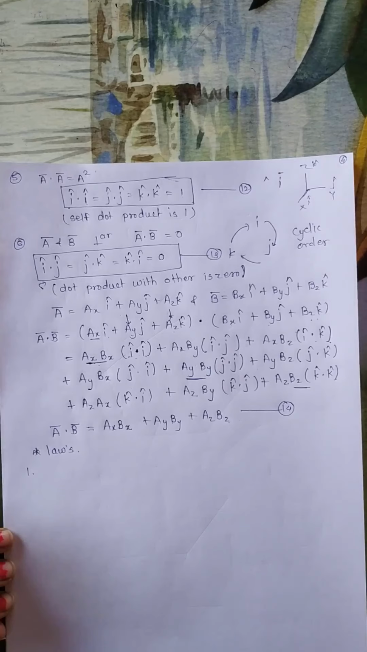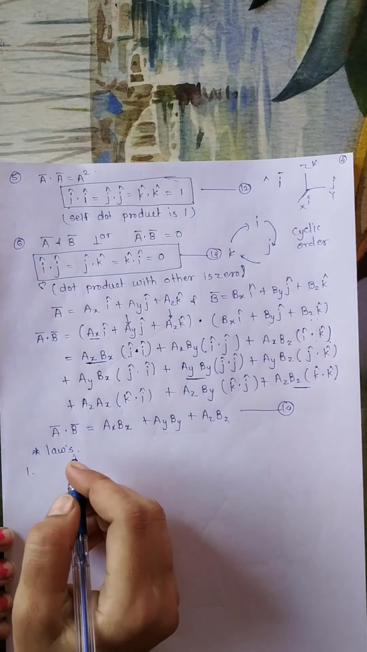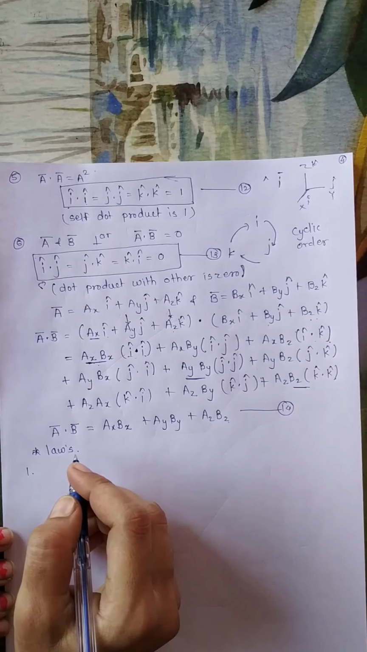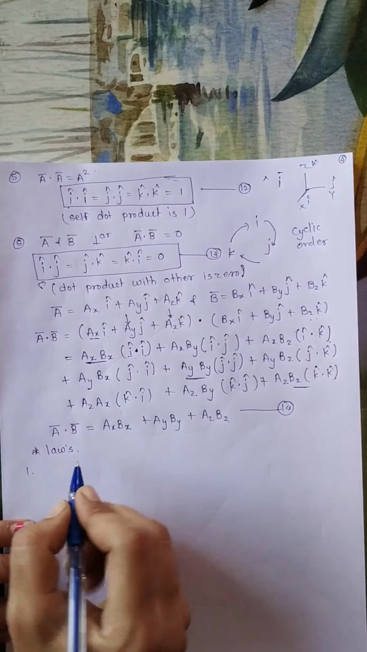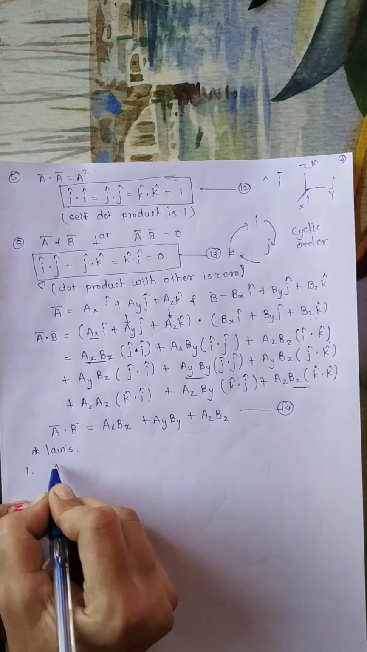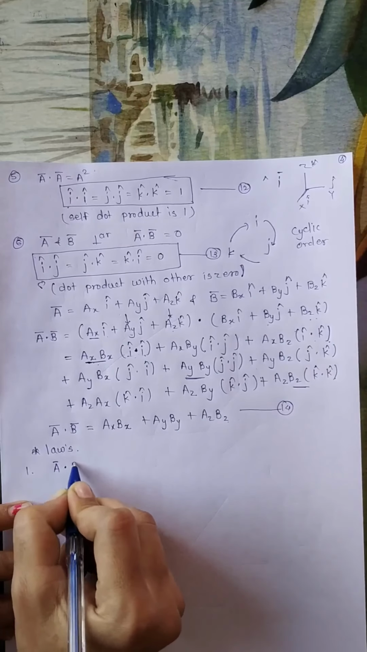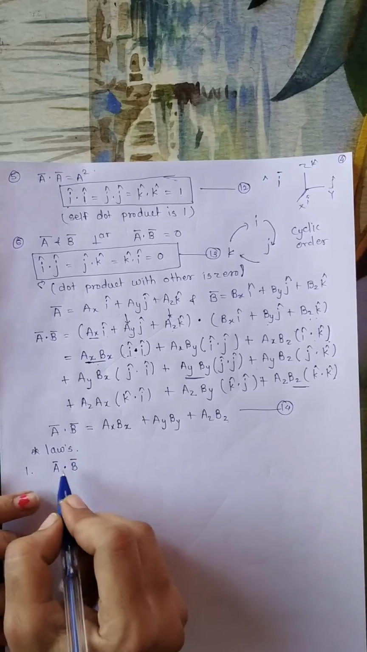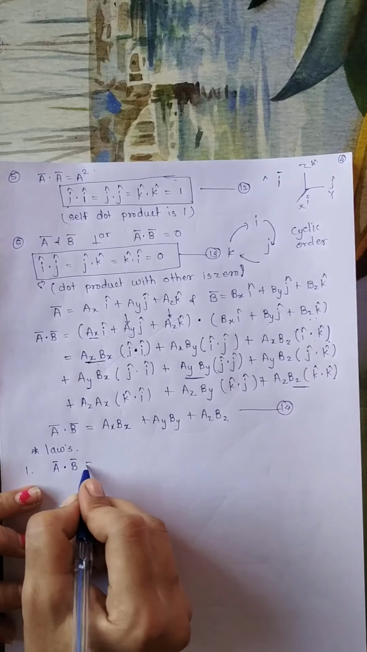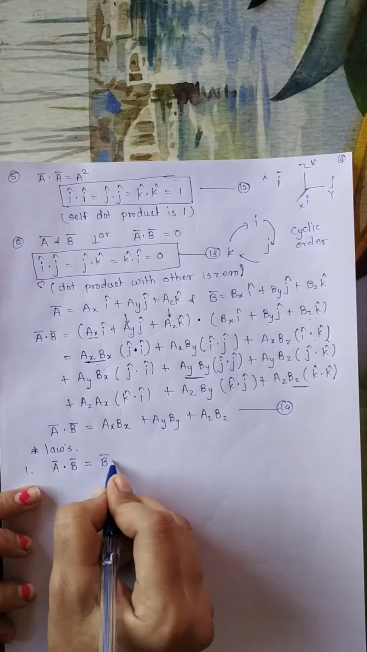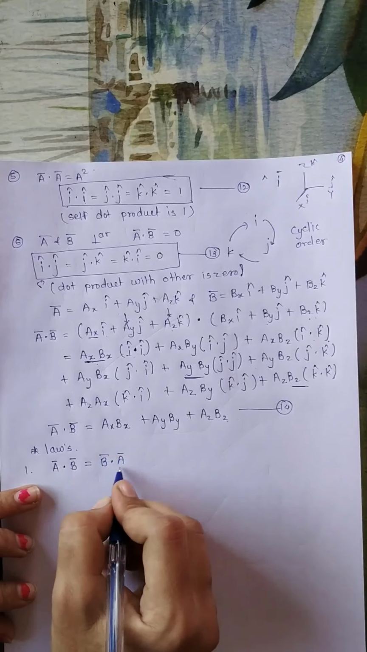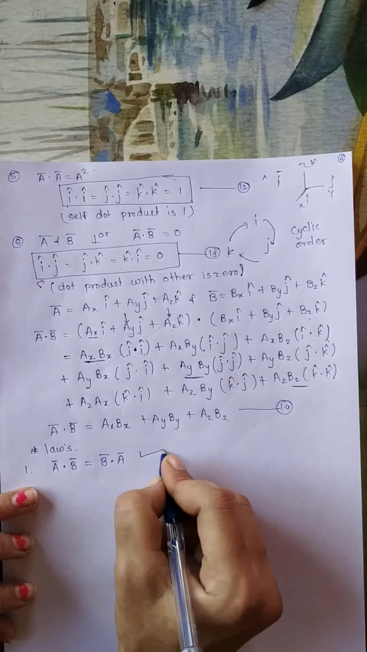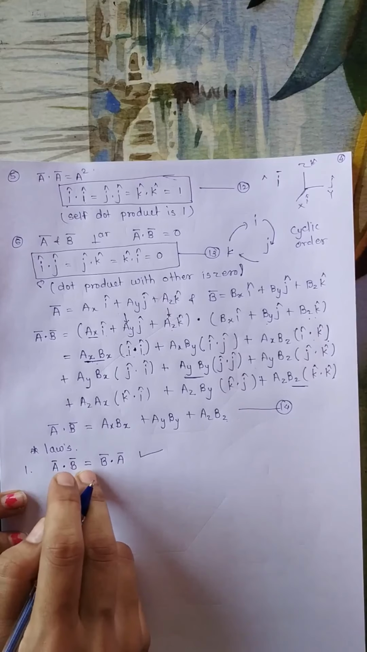So the first law is that the dot product of two vectors obeys the commutative law of multiplication. So what is the commutative law of multiplication? That means if I have two vectors, then their dot product is commutative, means a bar dot b bar will be equal to b bar dot a bar. This is known as the commutative law of multiplication, which is followed by this dot product.